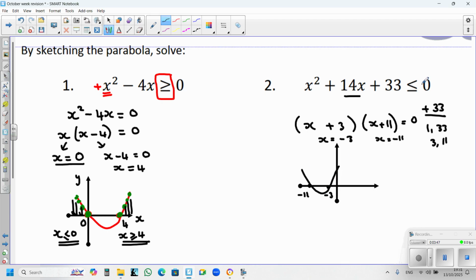We want the bit where it's less than or equal to 0. So less than is the bit below the axis, or the x-axis I should say. So it's that continuous bit. So only one part to that. What is that described as? The x numbers are the numbers between negative 11. So draw x in between negative 11 and negative 3. And the arrows always go that way. Now we check there's an equal to sign there as well, so we need to put an equal to sign in there.